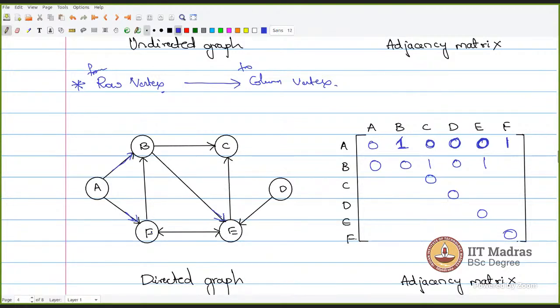There is an edge from F to B. This is an incoming edge to B, outgoing edge from F. So this should be 0.